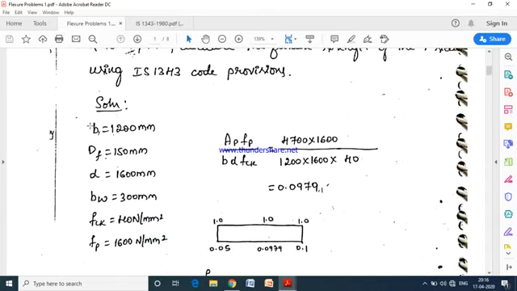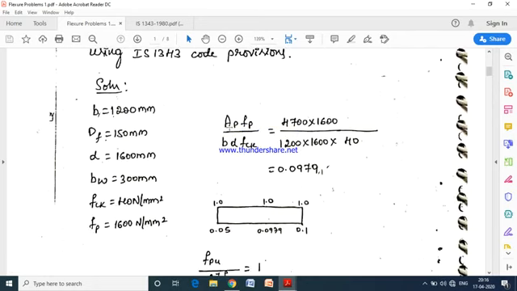So these are the given data: width of the flange, thickness of the flange, depth of the web, width of the web, FCK characteristic strength of concrete, and FP is the characteristic strength of steel, and area AP is also given. So first step is, first you need to find out effective reinforcement ratio, that is AP FP by B D FCK. Substitute the given values, you will get this value.